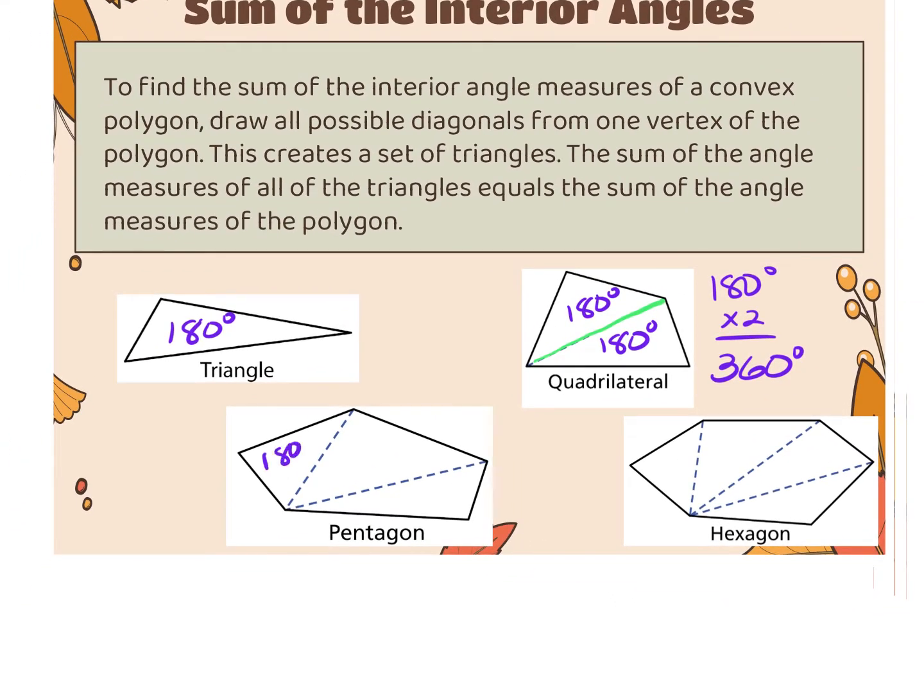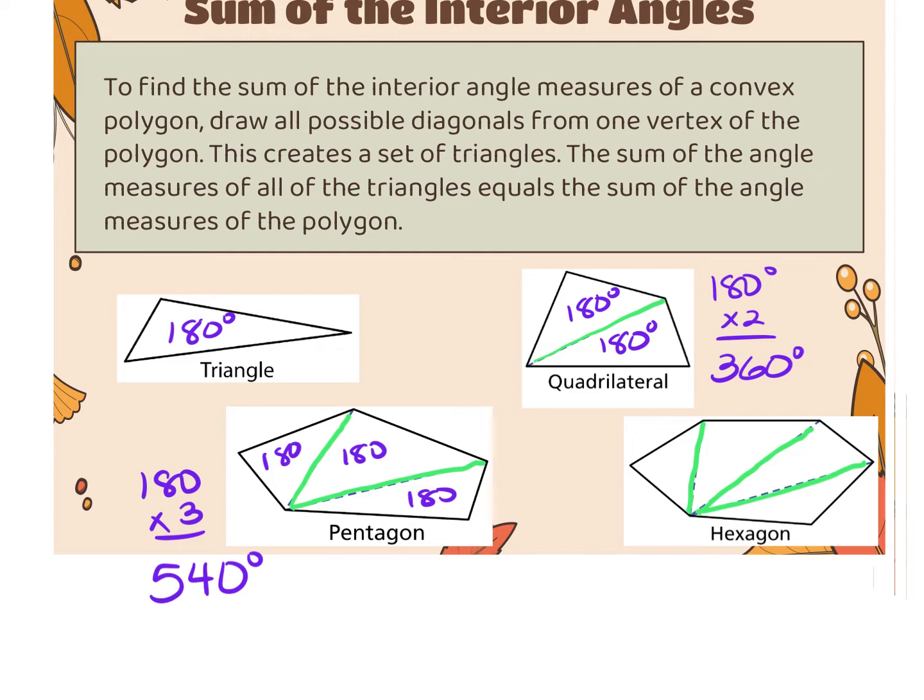Notice it created three triangles when I drew in all of the diagonals from this one vertex. So to find the sum of the angles of a pentagon, I'm going to go ahead and multiply 180 times 3. And the sum of all 5 angles of the pentagon will equal 540. I can do the same thing for the hexagon, but notice what has happened here is I've drawn in 3 diagonals, but it creates 4 triangles. And again, you would have done 4 times 180 to get that sum.